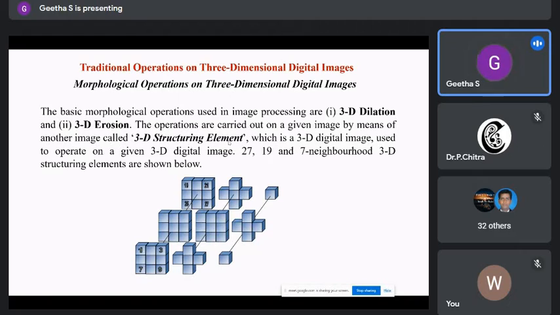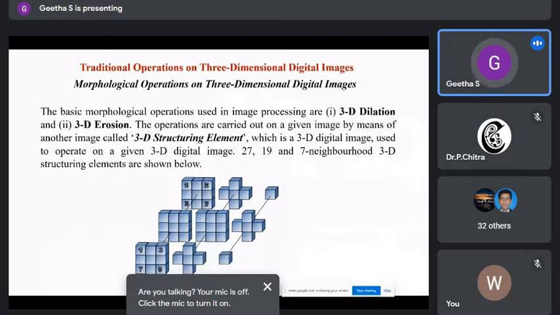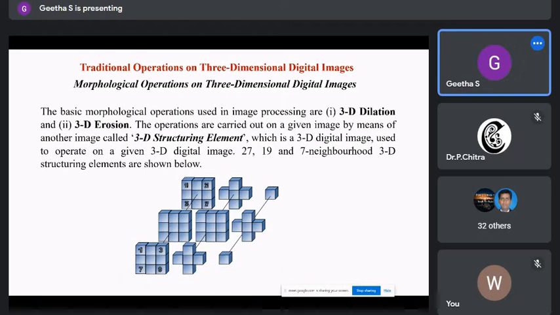Already we know the structuring elements. You have to apply any rule, 7 neighborhood rule, 9 neighborhood rule or 5 neighborhood rule, or for one dimension, 3 neighborhood rule. You have to apply a structuring element which is used to operate on a given 3D digital image. Now you are using a 27 neighborhood, 19 neighborhood or 7 neighborhood 3D structuring element, shown below.